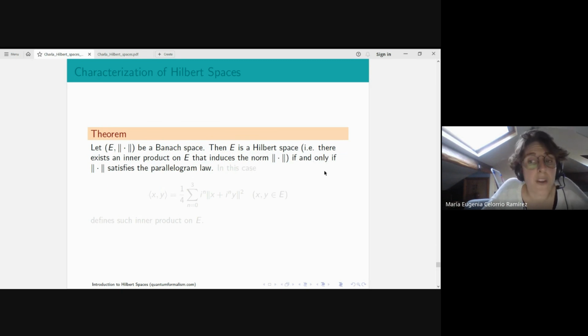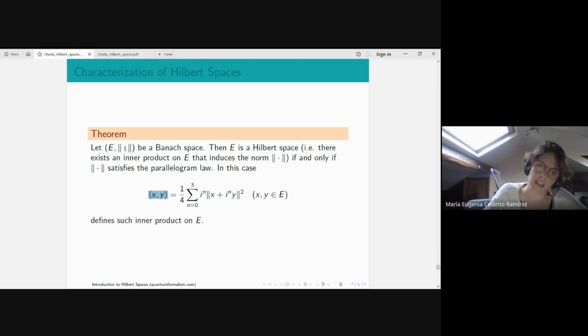So this is going to be true if and only if the norm that we had in the Banach space satisfies the parallelogram law. Remember that I mentioned this parallelogram law before. If we have that the norm satisfies the parallelogram law, then we can define the inner product in this very weird way, where i is just the complex number i. And this inner product defined in this way, when we define the norm associated to it, is going to be basically the same norm as we had in the Banach space. This is more of a tongue twister to say than to actually understand.